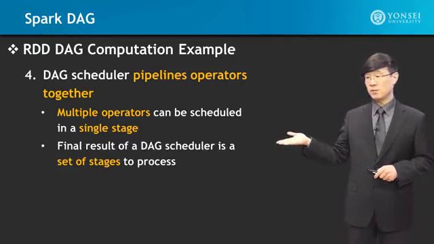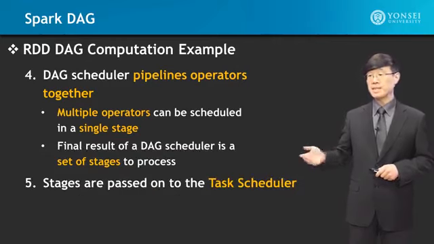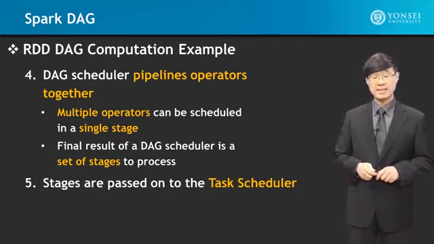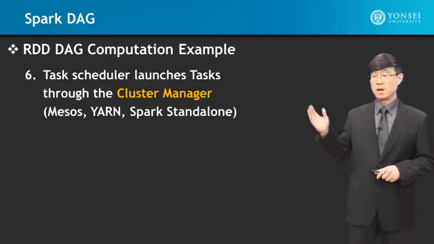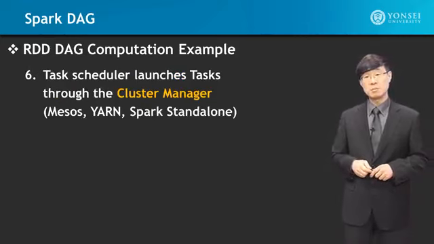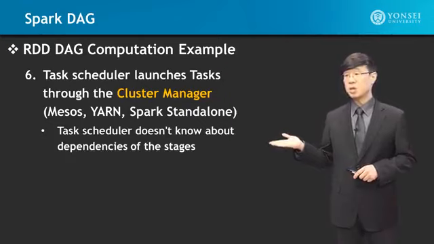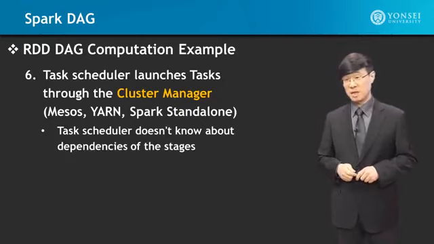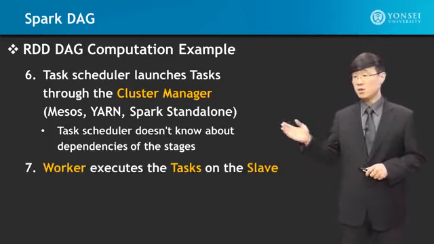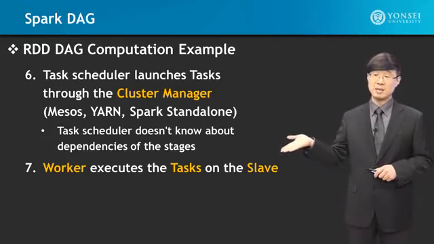The final result of a DAG scheduler is a set of stages to process, and stages are passed on to the task scheduler. Then the task scheduler launches tasks through the cluster manager, which is Spark Standalone, Mesos, or Yarn. The task scheduler doesn't know about the dependencies of the stages, and the worker executes the task on the slave.